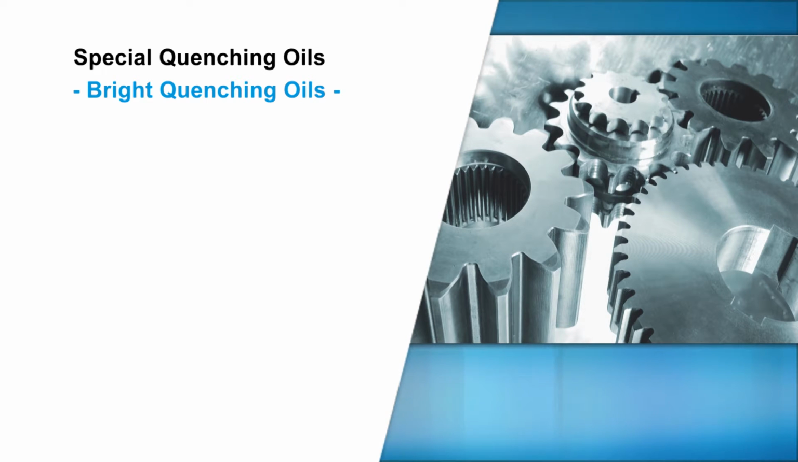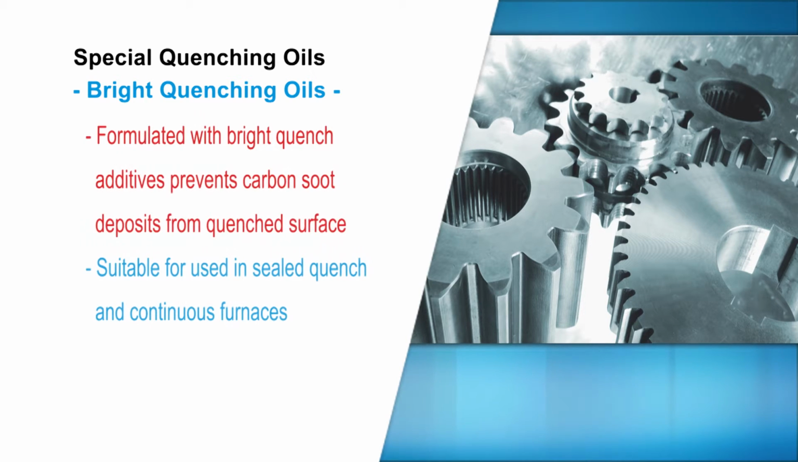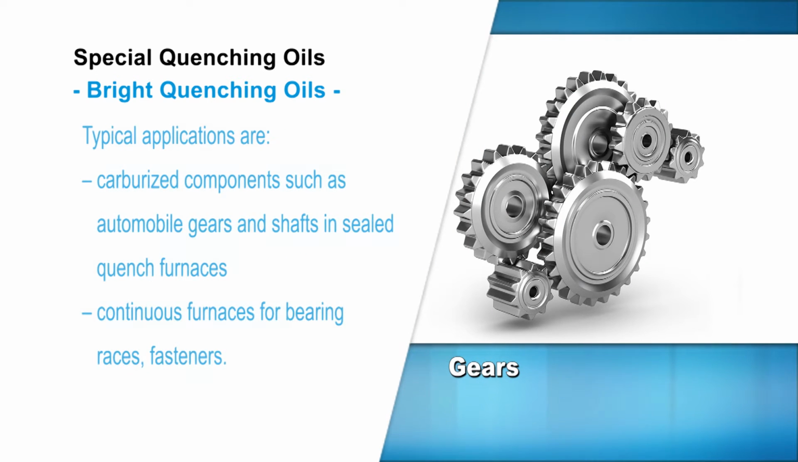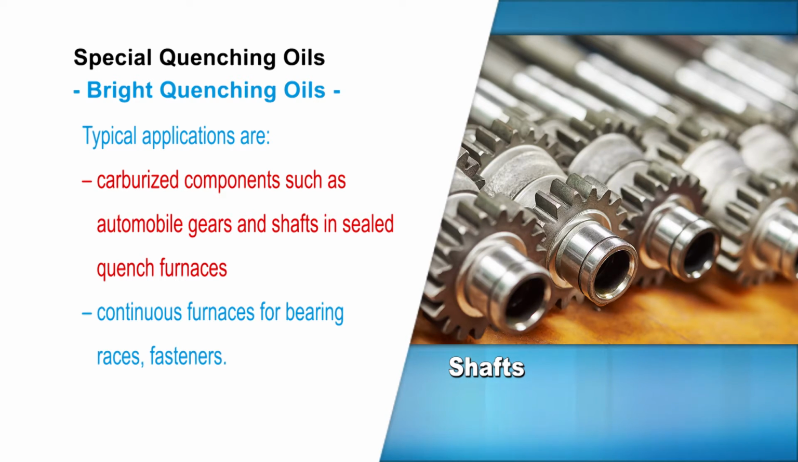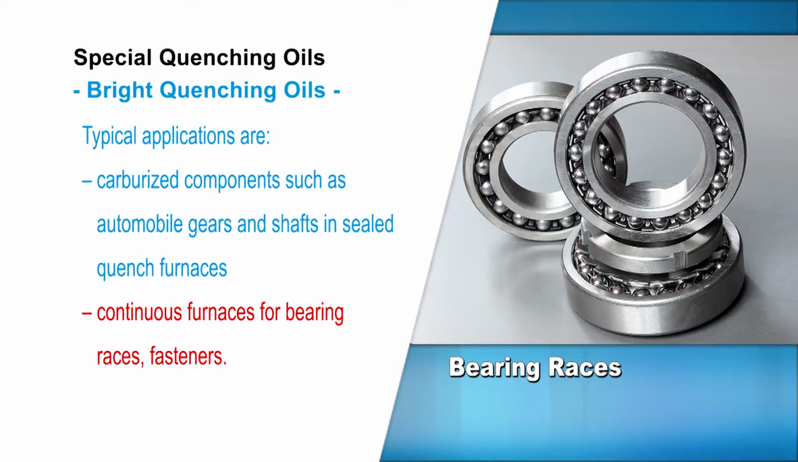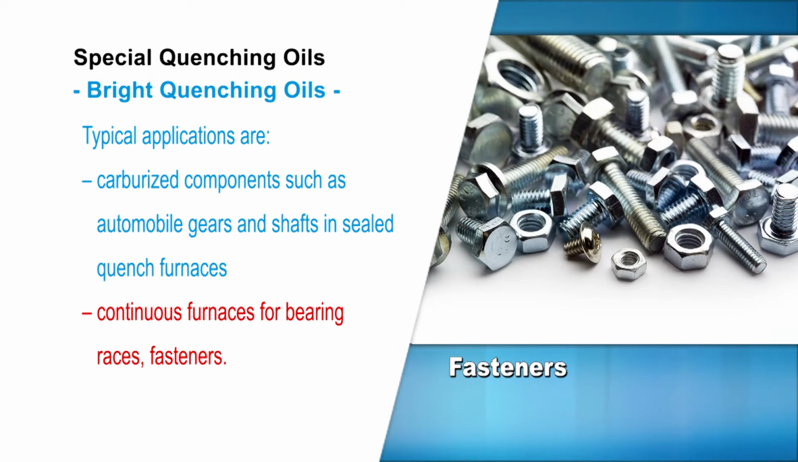Our medium-speed quenching oils and hot quenching oils are also available with bright quench additives, which improve the surface finish of quenched components by preventing the soot deposits from sticking on the surface of the quenched parts. Typical applications are carburized components such as automobile gears and shafts in sealed quench furnaces, continuous furnaces for bearing races, fasteners.